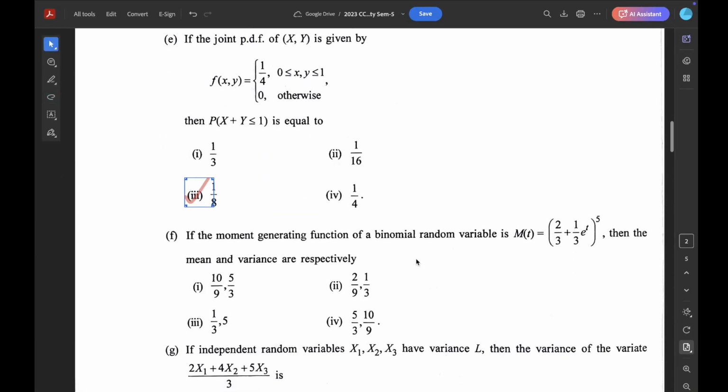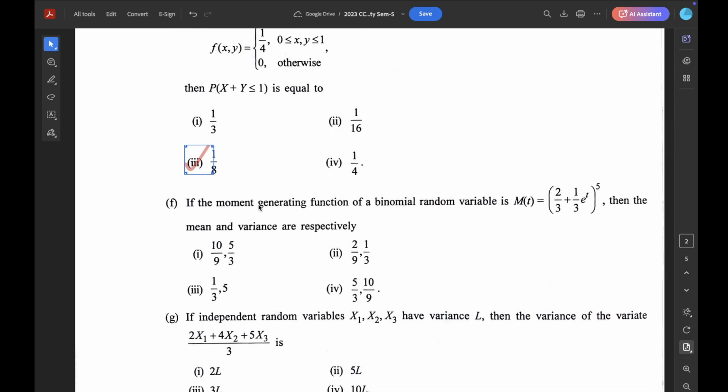Next question F. If the moment generating function of a binomial random variable is M(t) equal to (2 by 3 plus 1 by 3 e to the power t) whole to the power 5, then the mean and variance are respectively what?